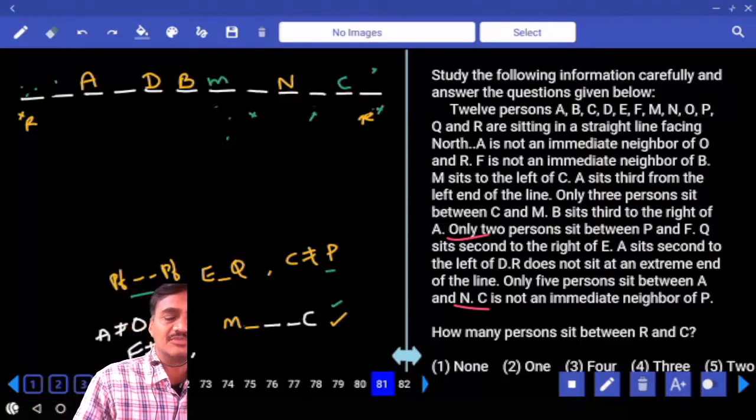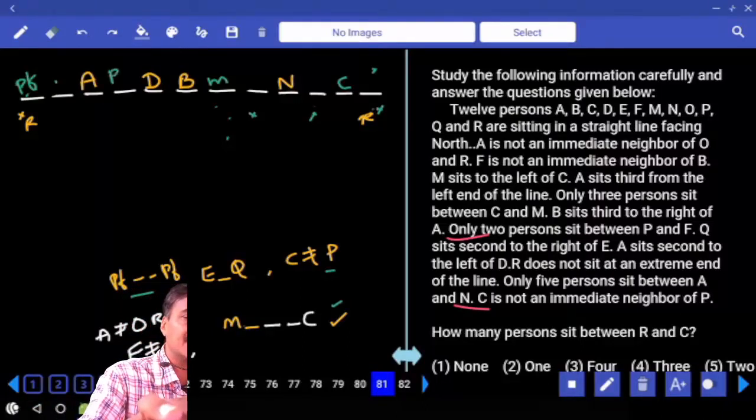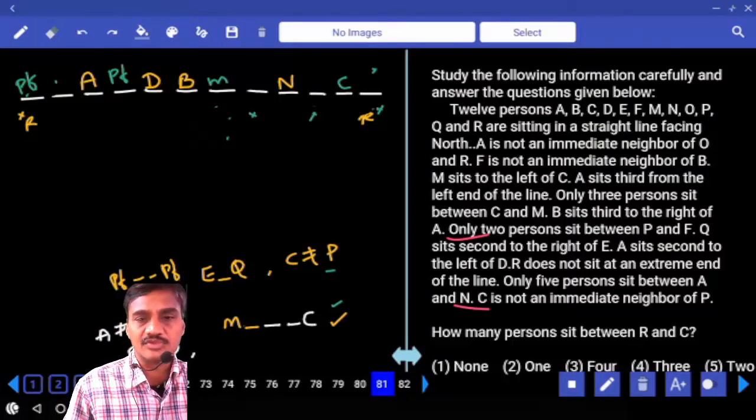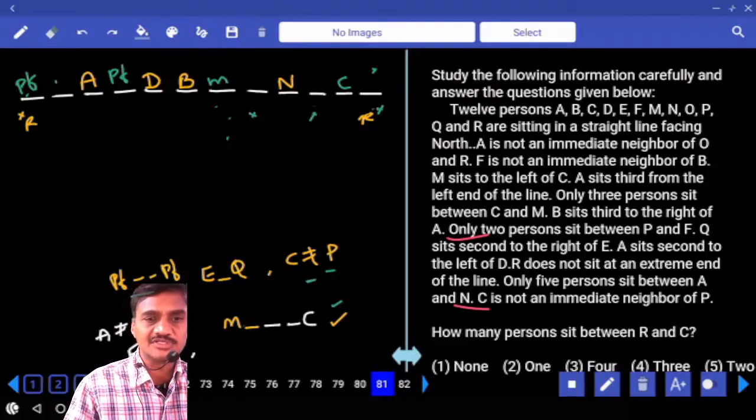Then what is the only possibility we have? P or F must be in these 2 places. Now if P or F are in these 2 places, then E and Q must be in the alternate places. And C and P are not adjacent to each other. M and C. A is not adjacent to O and R. F and B are not adjacent.